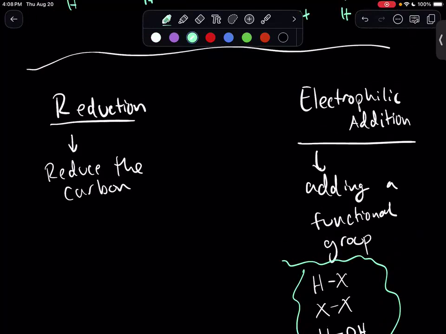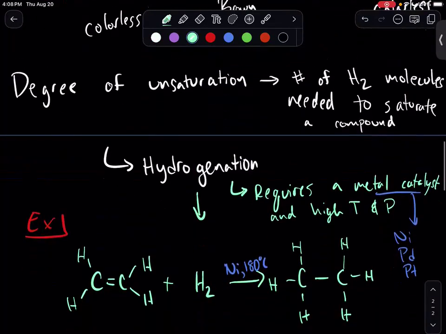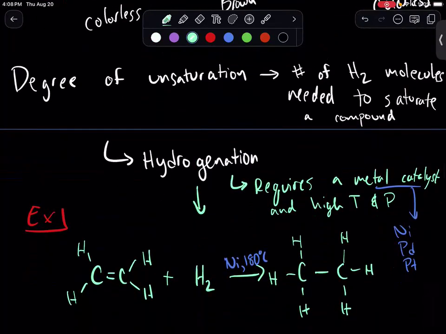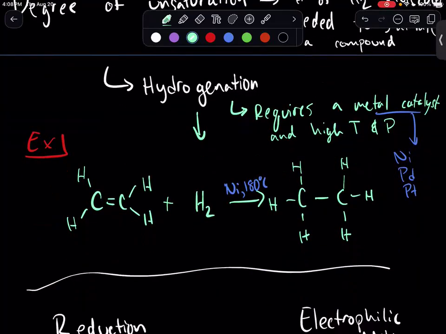So it really depends on which molecule you're adding to your hydrocarbon to determine whether or not you're doing reduction or electrophilic addition. And once again, reduction, the key components here are degree of unsaturation and the actual oxidation state of those compounds, as well as the uses of metal catalysts and high temperature and pressure need to be known.